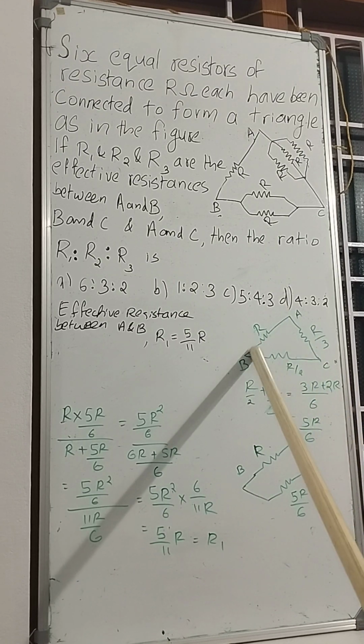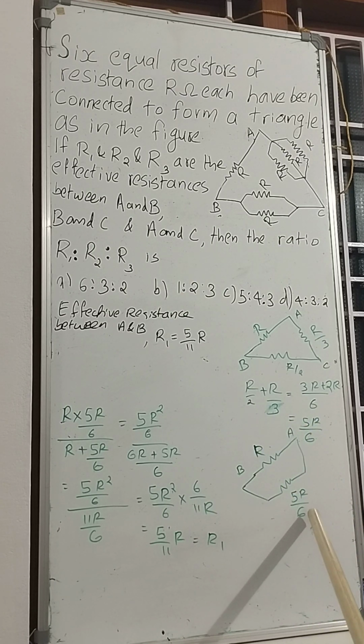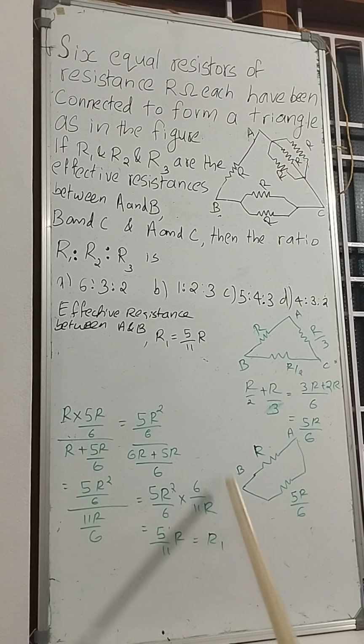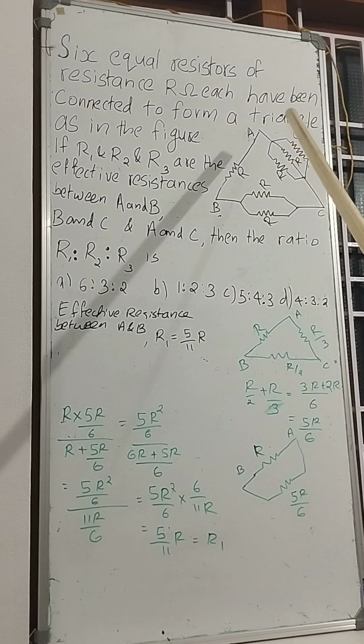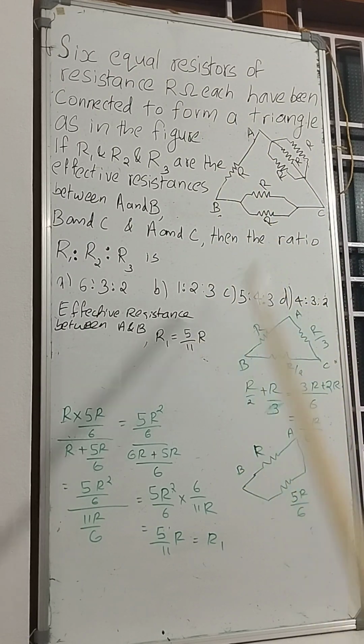So this entire part can be reduced to 5 R by 6. Now the AB part as it is, having resistance R, is in parallel with 5 R by 6. So what is their effective resistance? We know that is their product divided by their sum. So 5 R square by 6 divided by 11 R by 6, multiplying by the inverse, 6 and 6 cancelled, and 1 power of R in the numerator also cancelled. So we are getting it as 5 by 11 into R. So that is given as R1. So we have expressed R1, the effective resistance of the entire network across the terminals A and B, as 5 by 11 into R.